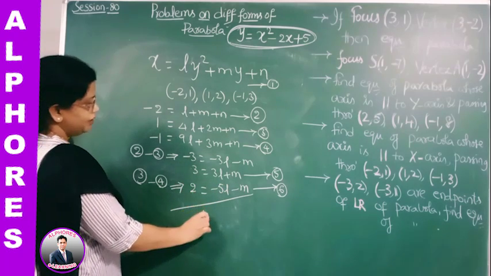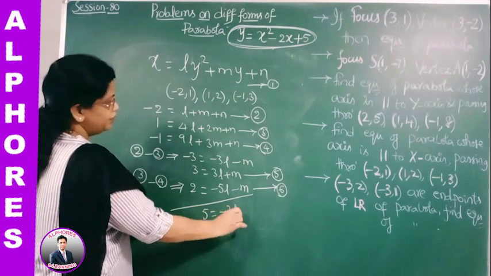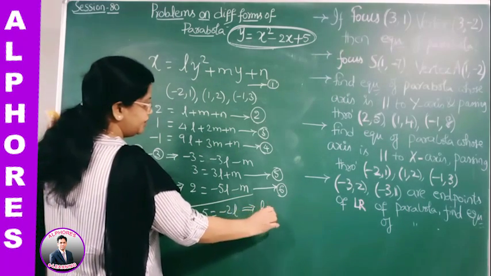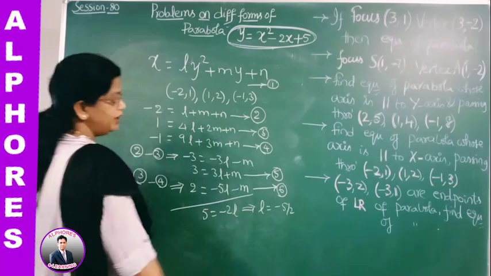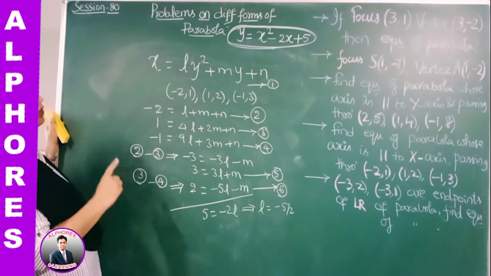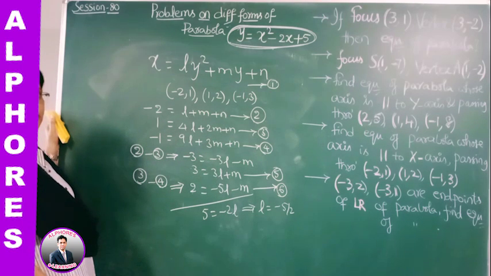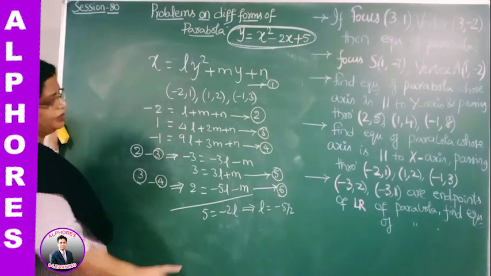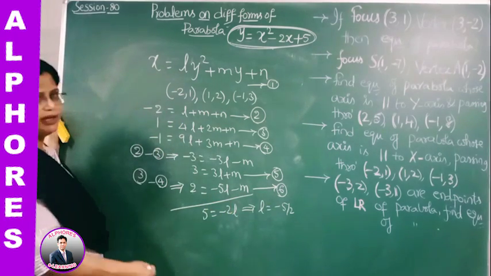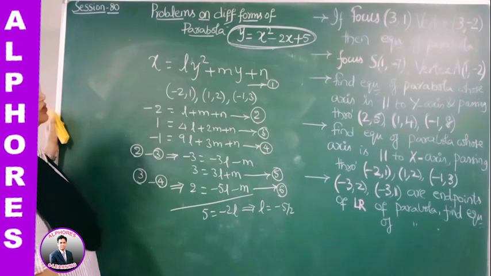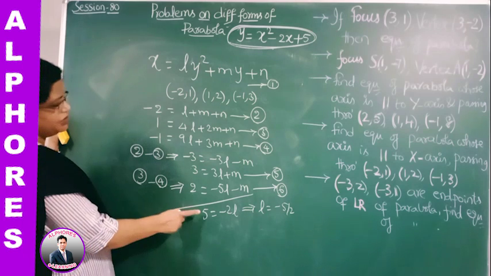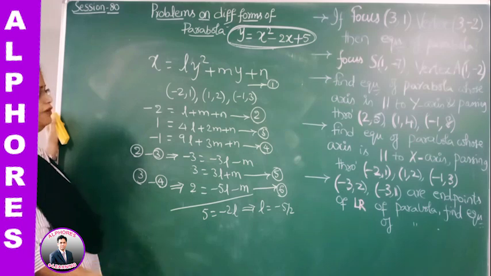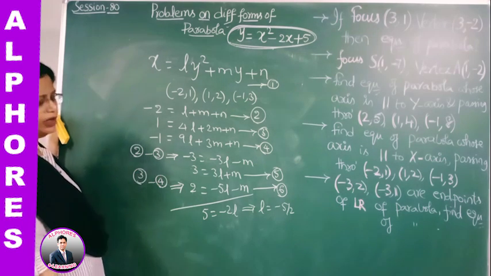Therefore it is 5 equal to how much? Minus 2L. Okay students, that implies L equal to how much here you got? Minus 5 divided by 2. Now in this problem, if they asked you about the latus rectum length, then it is nothing but 1 by mod L. That implies it's nothing but 2 divided by 5. Next you have to substitute this L value in one of these, thereby you can obtain the M value. Similarly you can get the N value also.